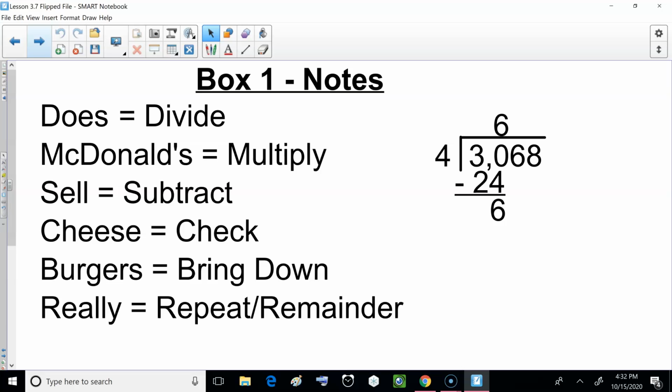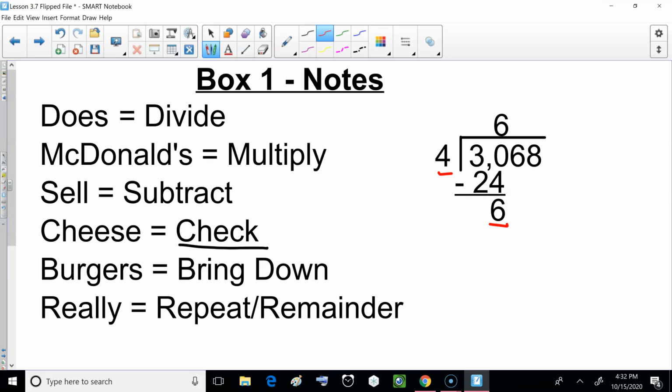What we have today is we've got our notes as well. Divide, multiply, subtract, check, bring down, repeat. So I'm going to focus in on this one, and mention what happens if we check right here and we notice our 6 is greater than 4. What do we do? Well, we could erase the whole problem and start over. That's one way, but sometimes you might be erasing a lot if you keep guessing wrong numbers.